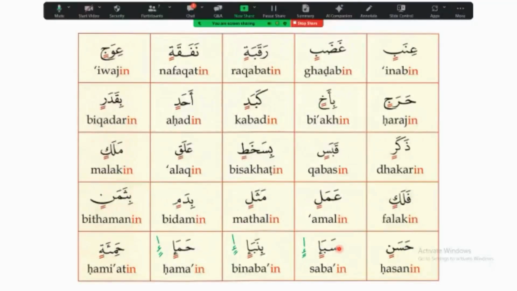So this is saba'in, binaba'in, same here, binaba'in, hama'in, hama'in, hami'atin, hami'atin. Okay, so that was an exercise with the kasratain.